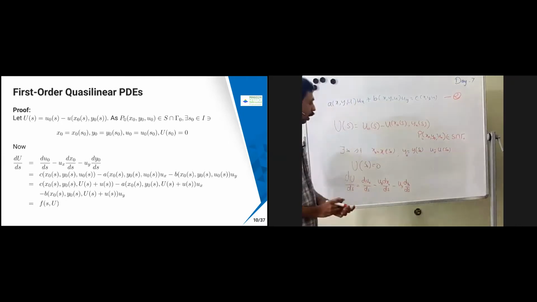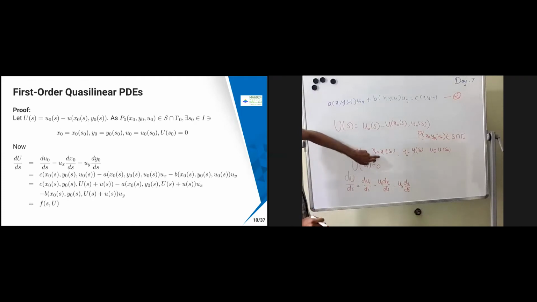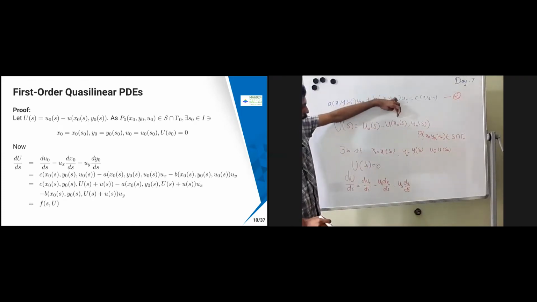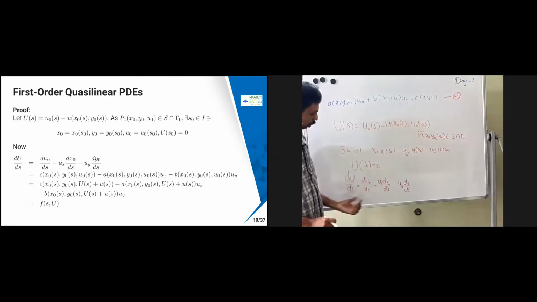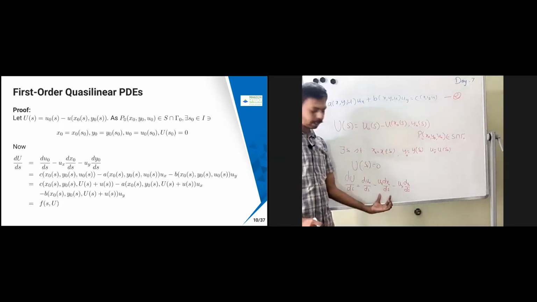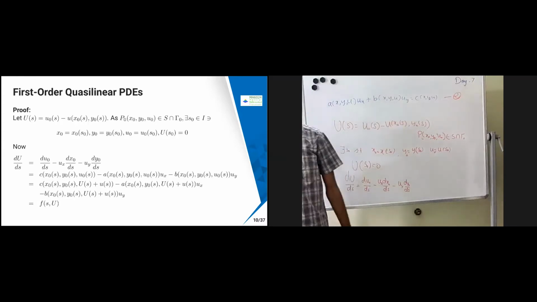Why? Because x naught is nothing but x of s naught. So what I am going to get is that x naught is going to be some function of x into s naught. So for each s, you will get a similar thing. y naught equal to similar. So what we are getting is du by ds equal to du naught by ds, dx into dx naught by ds minus dy naught by ds.